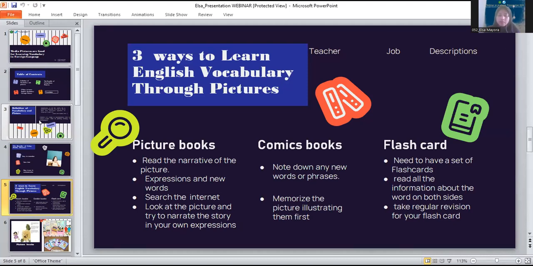And last is flashcards. Firstly, you need to have a set of flashcards. You can buy them or create them yourself. Secondly, carefully read all the information about the word on both sides. But remember to focus on the picture, and attach it to the new word in your mind. Don't try to memorize the exact definition, as this can make you forget the new word faster. Thirdly, do regular revision of your vocabulary in your own style. Next slide.